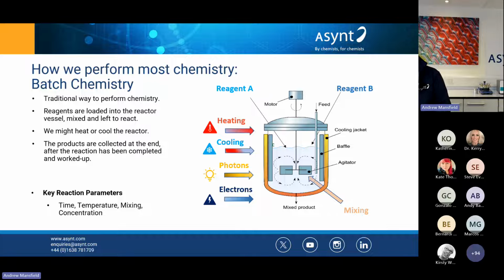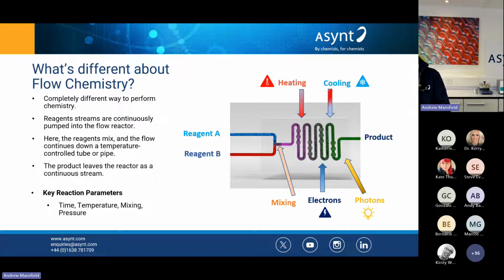And we're thinking about reaction parameters like time, temperature, molar ratios, mixing, and concentrations. All of those key control factors that allow us to get the best outcome from our chemistry. Now, flow chemistry is slightly different. Although we're performing the same chemistry, we're doing it in a different manner. We're just using different apparatus.